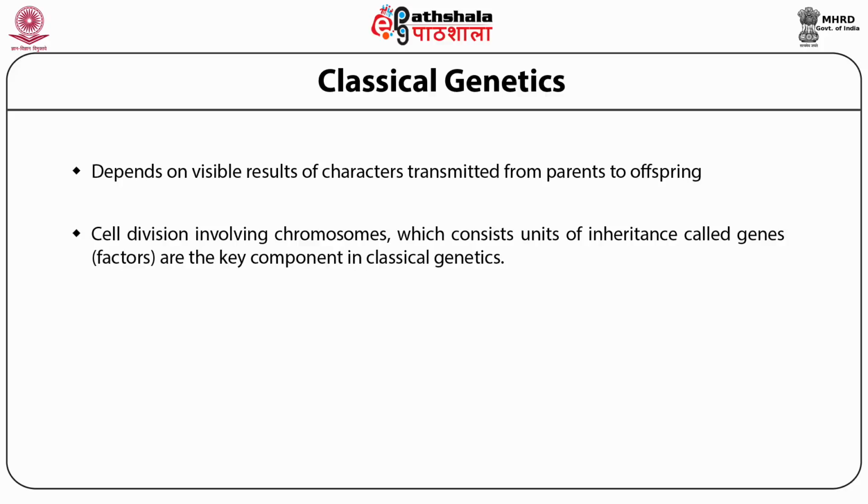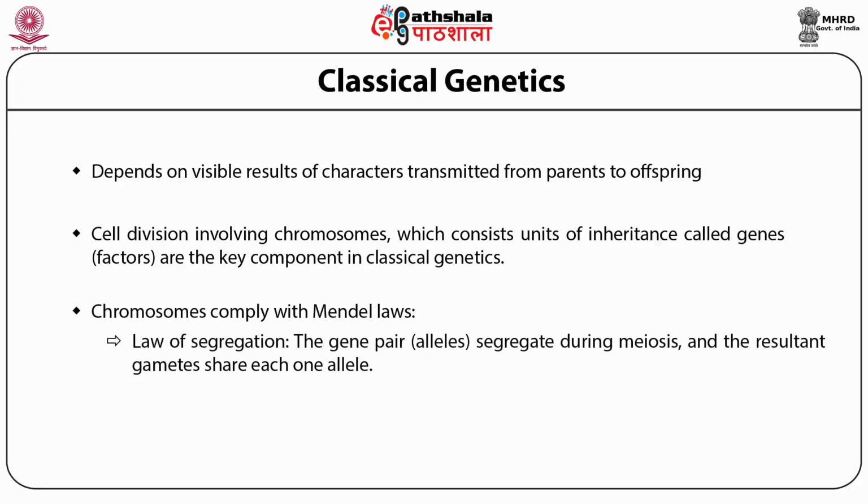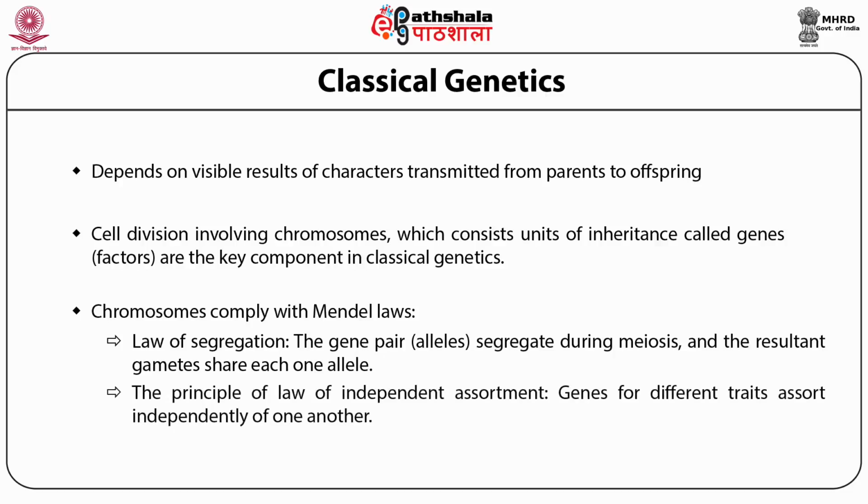Thus, offspring will receive 23 chromosomes from the father and 23 chromosomes from the mother. These chromosomes comply with Mendel's laws. The first law is the law of segregation: the gene pair or allele segregates during meiosis and the resultant gametes receive one allele each. The second law is the principle of independent assortment: genes for different traits assort independently of one another.